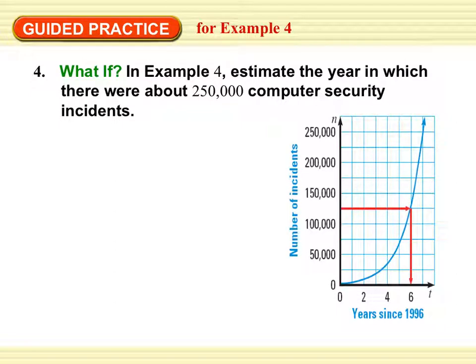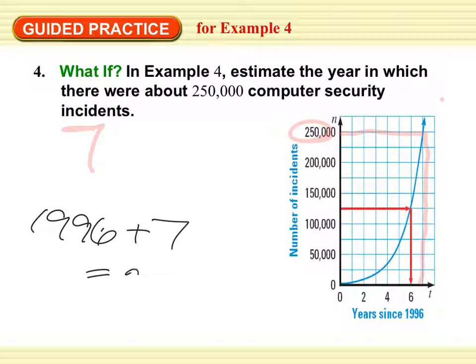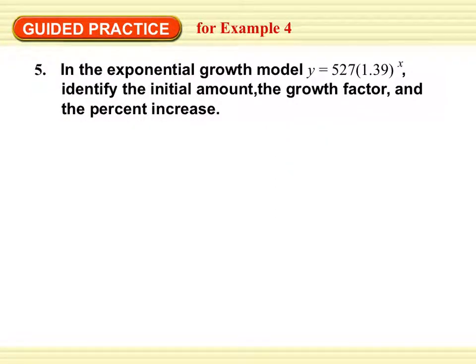All right, so in example 4, estimate the year in which there were about 250,000 computer security incidents. So I'm going to the graph. 250,000, go over, hit the curve, go straight down. That is 7, but it's 7 years since 96. So 1996 plus 7 is actually year 2003. Cool? Cool.